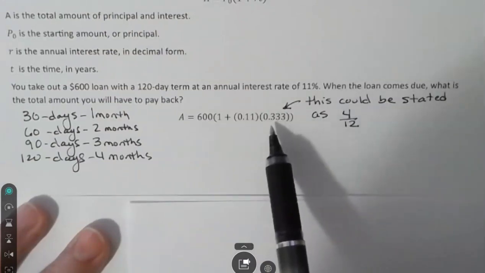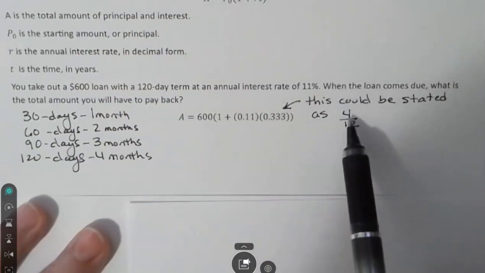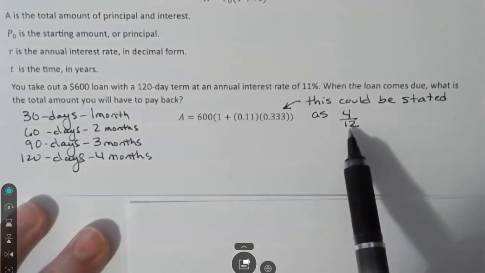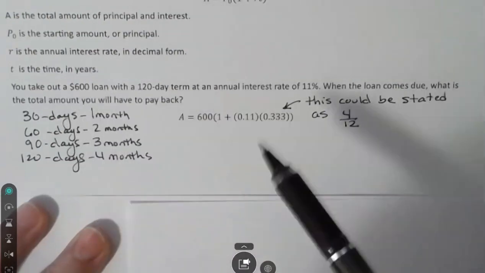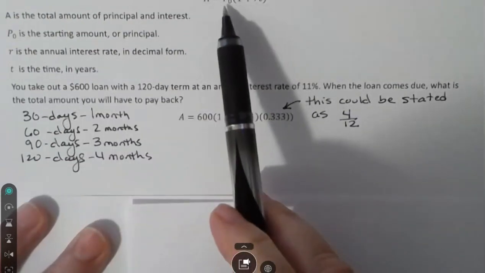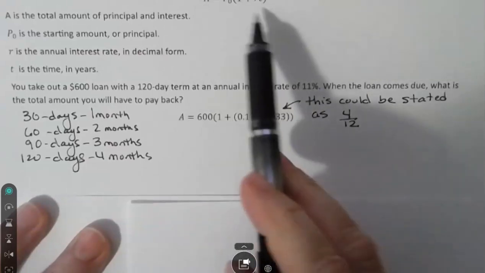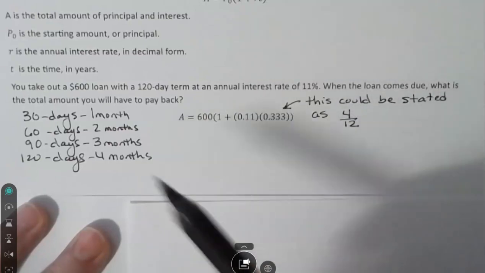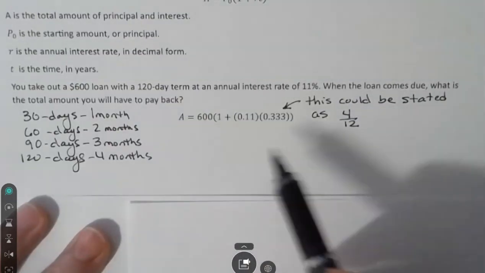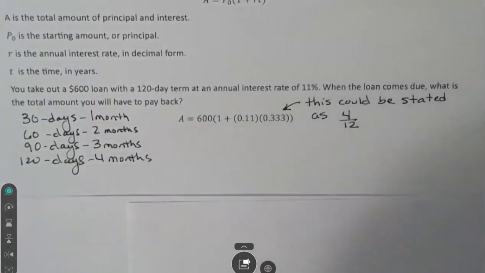And so how did I get 0.3333? I got it because I took 4 months out of 12 months. Because remember, our interest rate is annual, which is 12 months. So the 600, that's my original amount. And then 1 plus my rate, which is 11% changed into a decimal. And my time is however many months I have divided by 12. And then I would just calculate that out using my calculator to find out what that total amount is. So if I did that as 4/12, it would be a little more accurate than if I rounded it to 0.333. So I'm going to do that on my calculator.